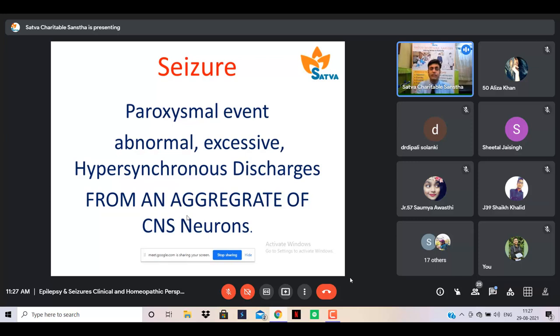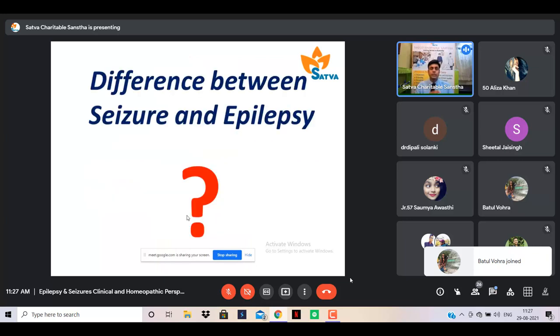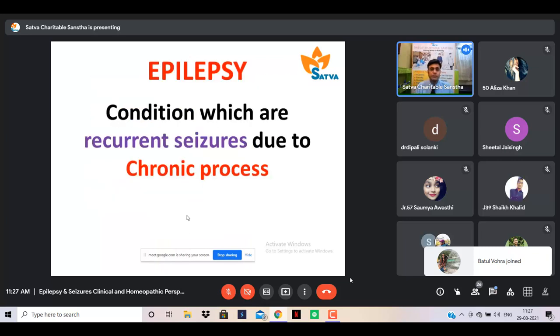So here we find a definite cause, and if we correct this cause, then the seizure will absolutely disappear. The patient is absolutely fine and asymptomatic. So that is the difference between seizure and epilepsy, which we are talking about. Now we talk about epilepsy. Epilepsy is a chronic condition. It is a chronic condition.